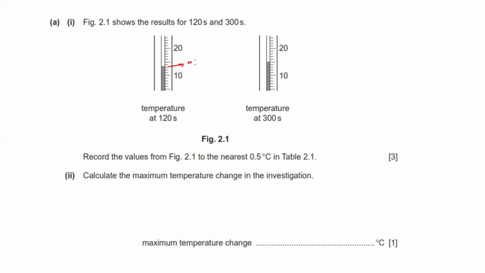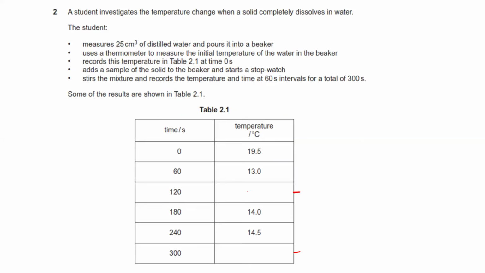So this is approximately 13.5. And this is completely 15 degrees C, and this is 13.5 degrees C. Okay. Record the values to the nearest 0.5. So they are also asking us for 0.5. So at 120, we have 13.5. At 300, we have 15.0. So remember, writing it in this format will be good because all the readings are shown in this format, so to 1 decimal place.